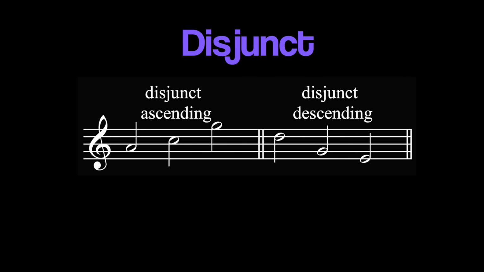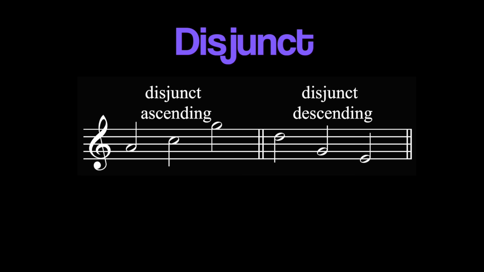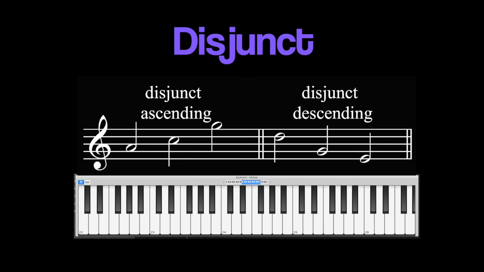Movement in larger intervals is called disjunct motion. In a disjunct melodic motion, the melodic phrase leaps upwards or downwards, and the movement is greater than a whole tone. Many popular songs have both disjunct and conjunct motions. Listen to the disjunct motion examples.